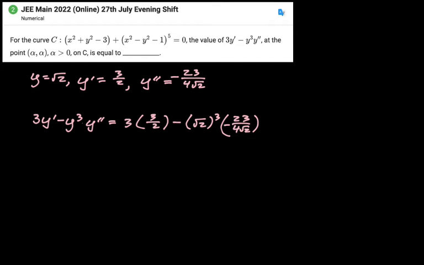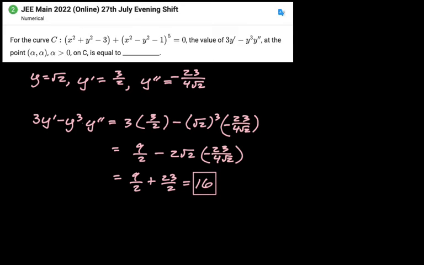There's so many places you can go wrong on these problems, which I like. I like sitting down and spending the time and working through them. But there's a lot going on. So root 2 cubed is just 2 times root 2. So a lot of stuff cancels here. We get 9 halves plus 23 halves, and that is 16. So that's our numerical answer on that.